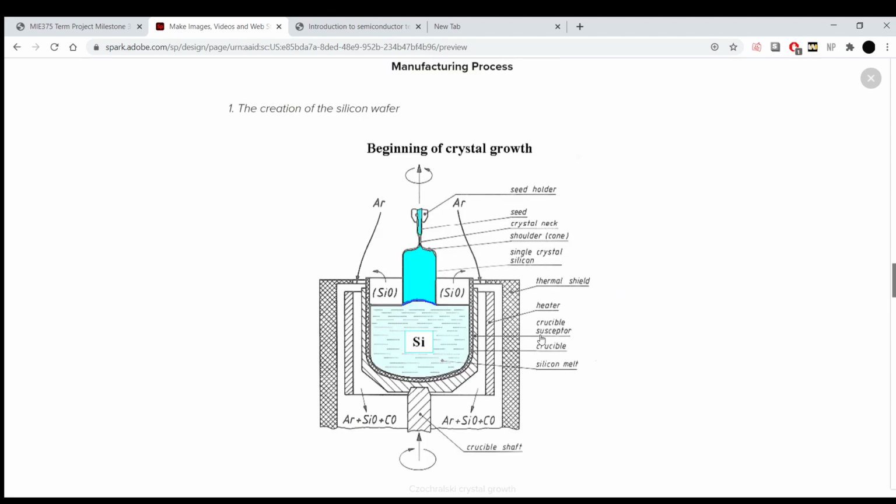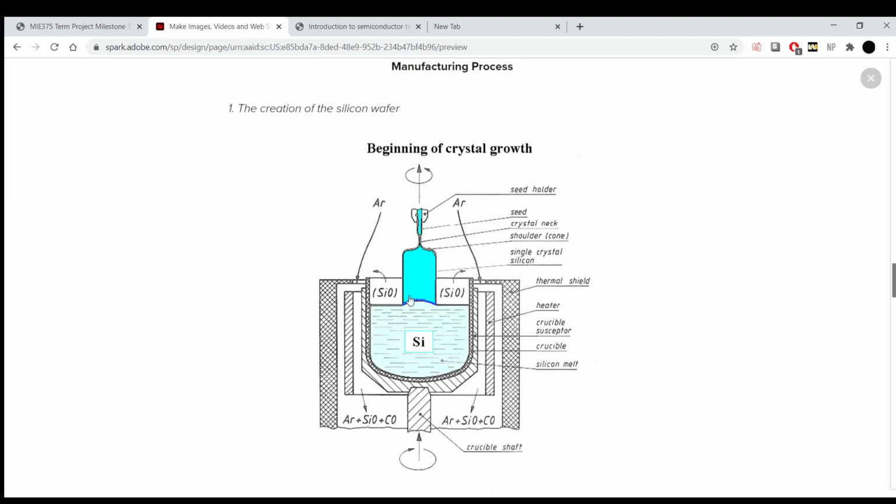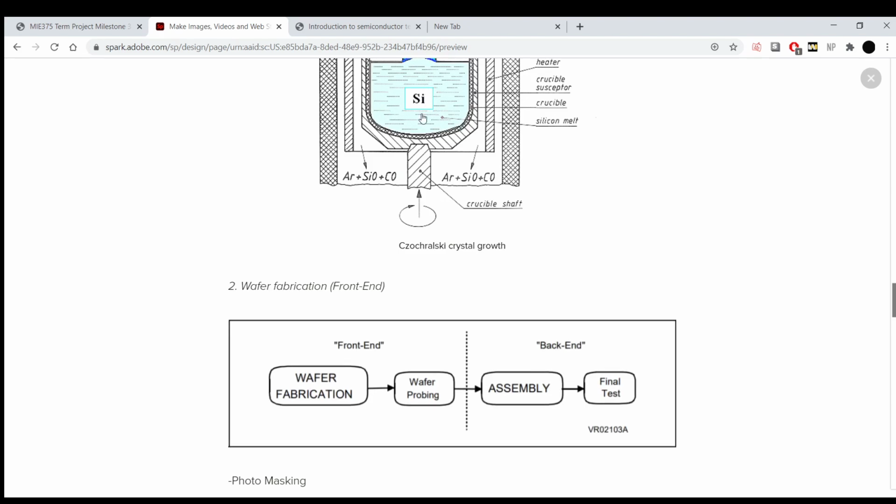Czochralski crystal growth method. We place a silicon crystal, a small seed, into our molten silicon bath here, and we rotate this and allow the initial silicon seed to grow into a large crystal, and then we cut our silicon crystal to the specifications that we want in order to get our silicon wafer. And this cutting is done via diamond blades, if I recall correctly. Moving on.